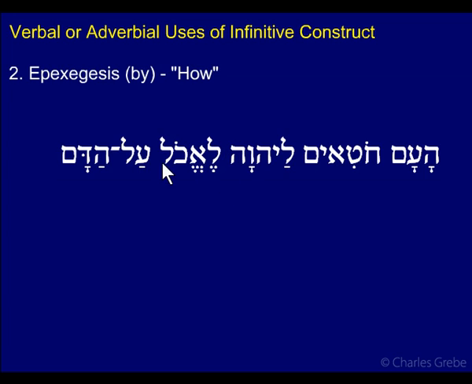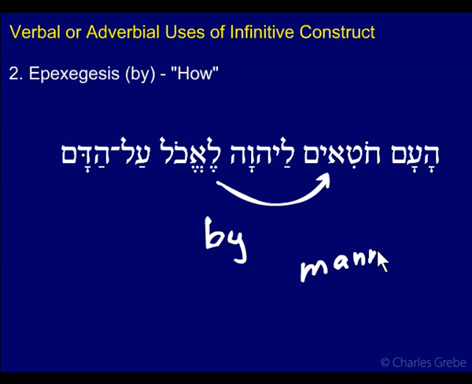So what is the function of this infinitive construct with le? The people were sinning against the Lord by, that's how they were doing it, by eating blood, eating meat, implied, with blood in it, with blood. So this apexegetical use is where the infinitive construct explains how the sinning, how the verb is happening. It's really adverbial, okay? It's describing something about manner, the manner in which the verb is taking place, or how. Okay, that's the second use.